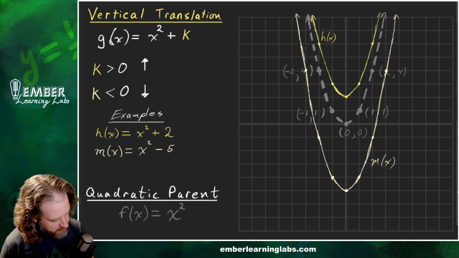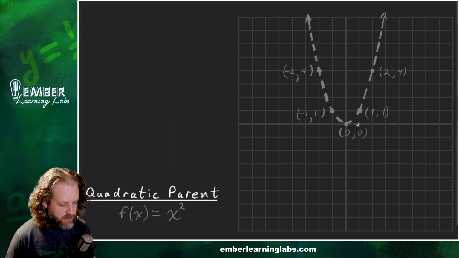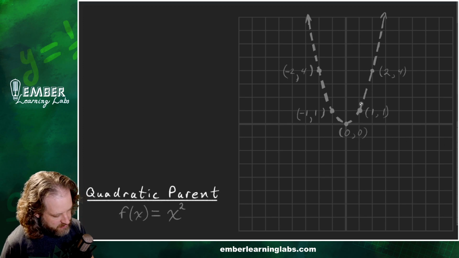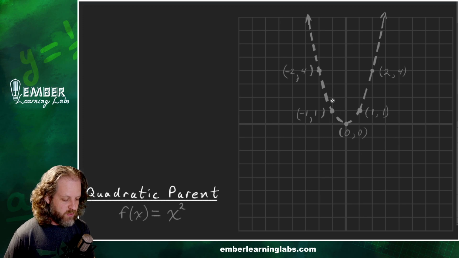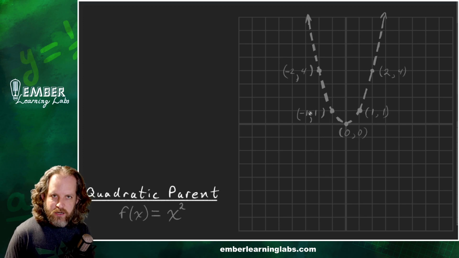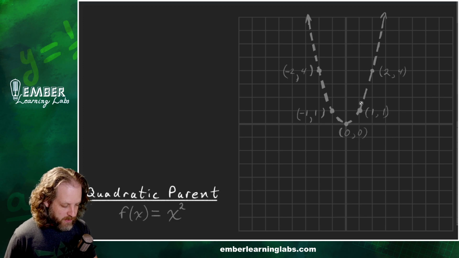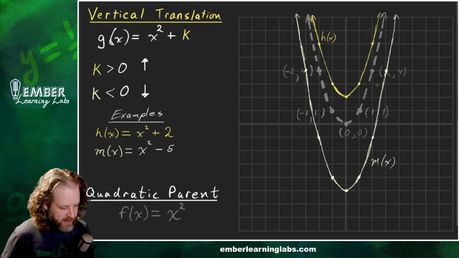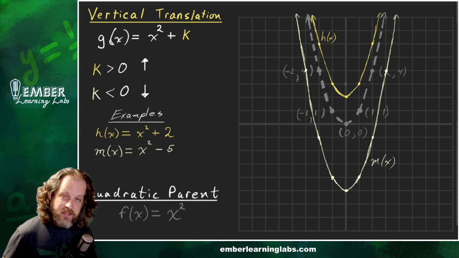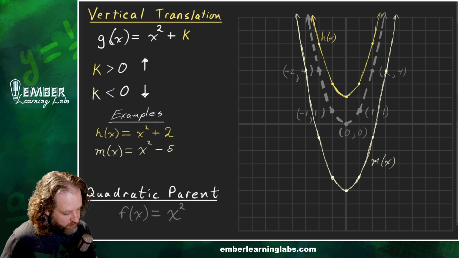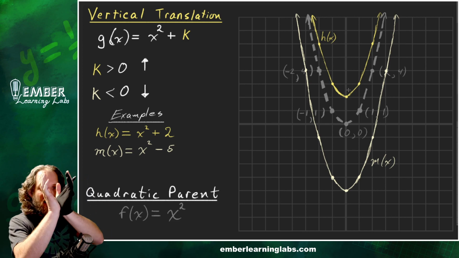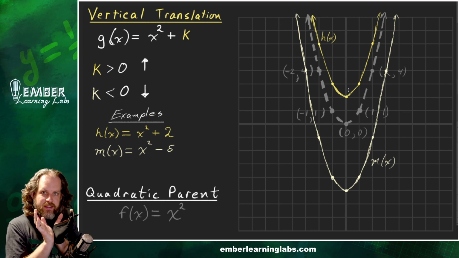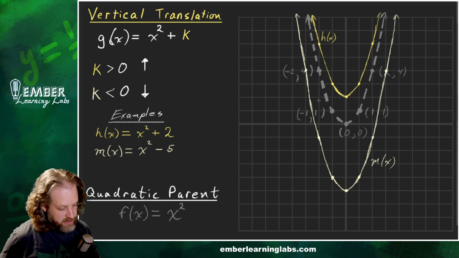Now, I also noted on the parent function a few of the points. The ones I want you to zero in on are 1, 1 and negative 1, 1. Those are our anchoring points, because that's how much the parent function opens up. Now, if we pull up h of x, it still goes over 1 and up 1, over 1 and up 1, from the new vertex. So it didn't change how stretched or compressed it is. It didn't change the shape. It just took that parent function and shifted it up 2 units in this particular example.